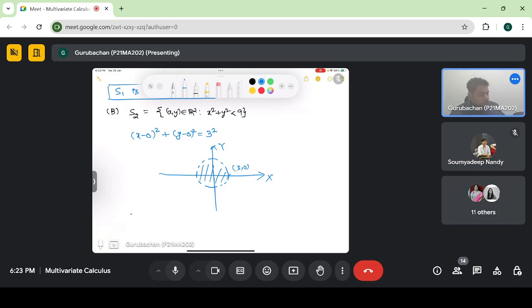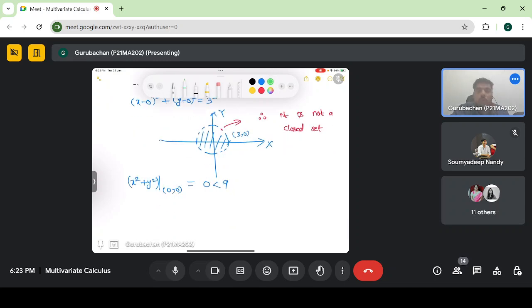Why will it be the inner region? Again, put 0 0 in the left hand side. It will come out to be 0 and 0 is less than 9. So it will be the inner region. Now the point arises, is it a closed or an open set? Clearly it is not closed because if you take this point, you cannot take this point. This is the boundary of this circle. Since you cannot take this point, it is not a closed set. While if we talk about openness, we will take any point in this and draw a disk around it and it is contained entirely in this region S2. Therefore, it is an open set.